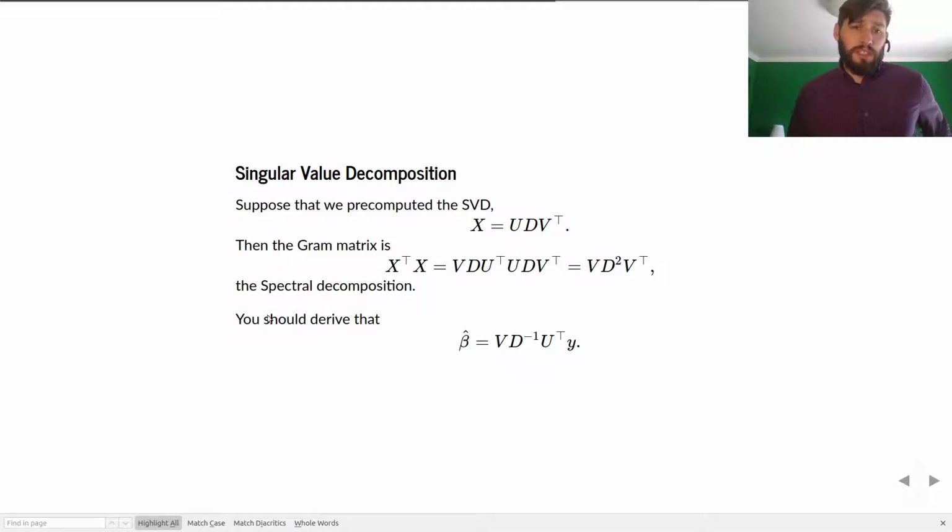Using this and the normal equations, you can derive that beta hat is equal to V D inverse U transpose Y. Let's make sure the dimensions work out. U was n by p, so U transpose is p by n, times an n vector, gives a p vector. D inverse is p by p, and V is p by p as well. So all of this gives us a p vector, which is beta hat. So the dimensions work out. Great.